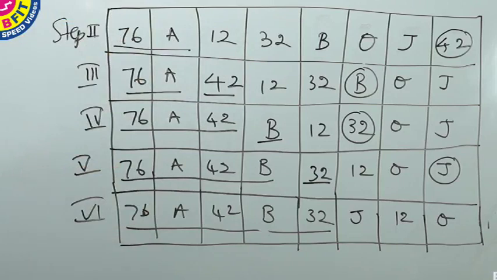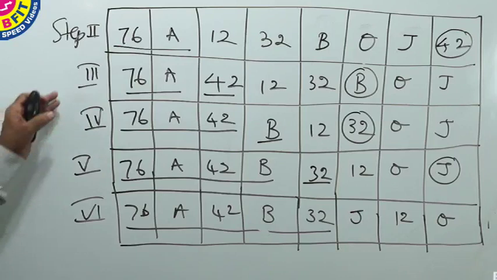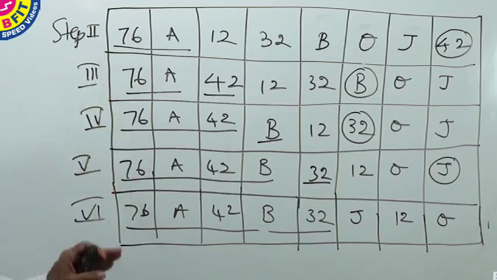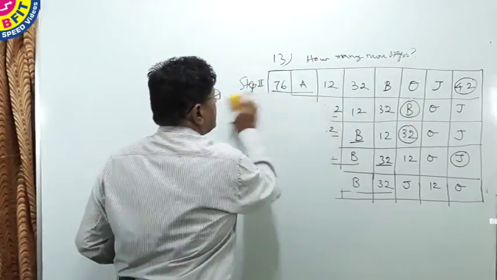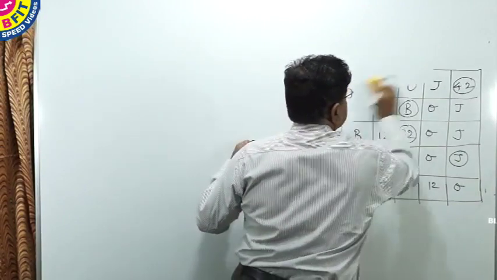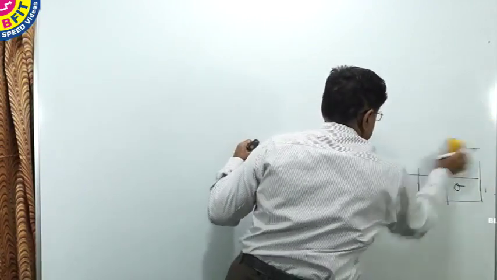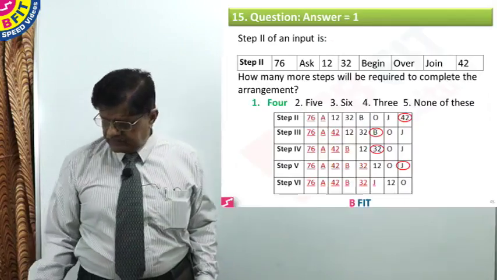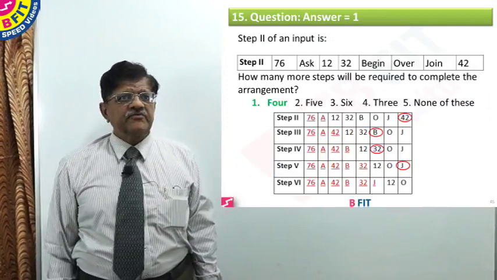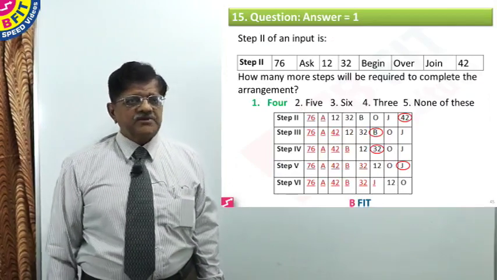This we have to only do and find out. There is no shortcut for this. Actually we have to do this. And you need not do it in this manner, wasting time drawing columns and tables and all. You can do it as a kind of rough work which will not take so much time. So the answer for this question is 4. We need 4 more steps to rearrange. The answer for question number 15 is option 1, 4.